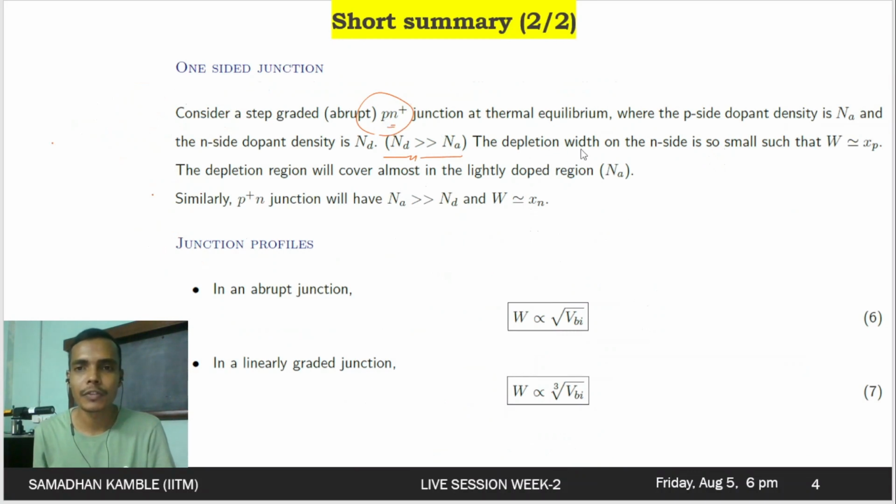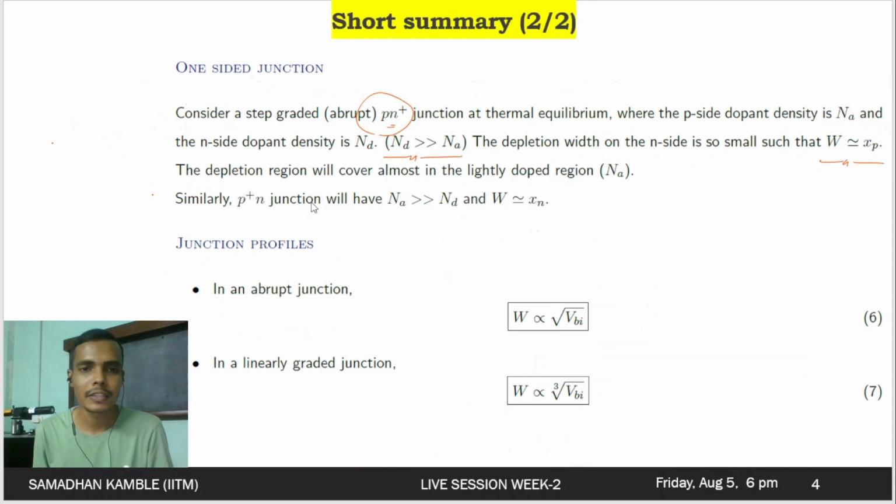So the depletion width on the N side is very small because it has a higher concentration of its dopant. We will see in the problems how it comes about. The total width is approximately equal to the width on the P side, because the N side is quite small and we can consider it negligible. So the total width is actually given as the width on the P side.